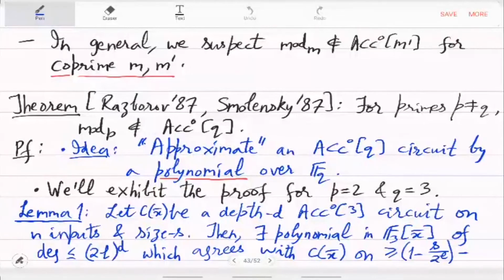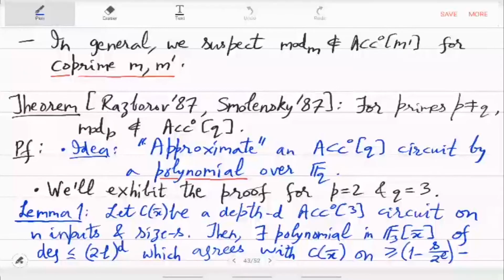So last time we finished the proof of this theorem due to Razborov and Smolensky, showing that if you look at constant depth Boolean circuits, so ACC0 together with mod Q gates, then to compute the mod P function, you will require exponential size. Okay, so constant depth would need exponential size.